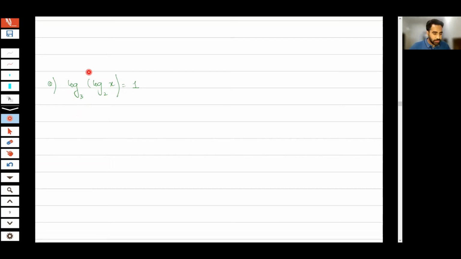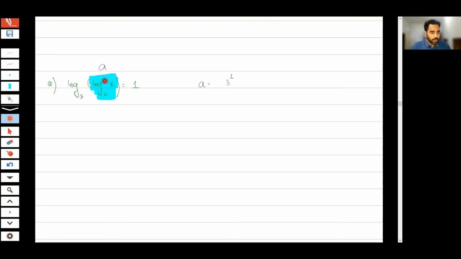So in order to solve these questions, let's just suppose instead of log x base 2, you had a. If you had log a base 3 equals to 1, and you had to find the value of a, what would you have done? You would have shifted this 3 to the other side and made 1 the power. So you would have written a equals 3 to the power of 1. This 3 would come over here, 1 would become the power of 3, and a would be left over here. Now instead of a you have log x base 2.